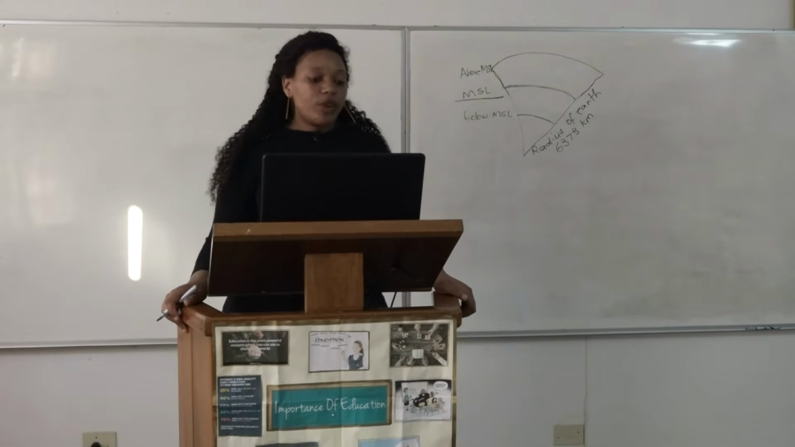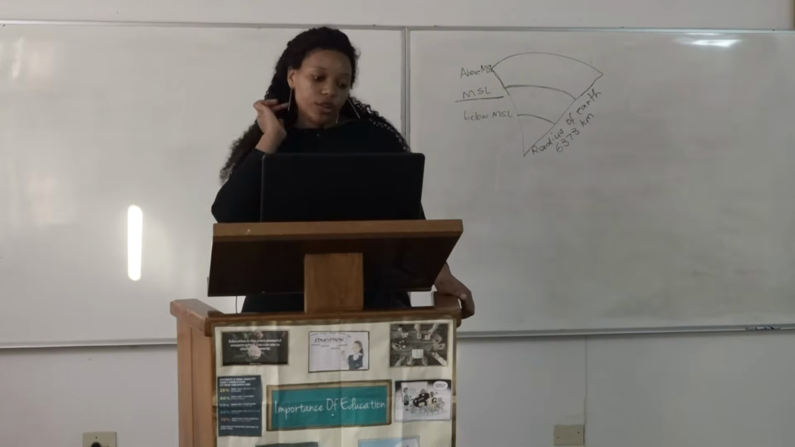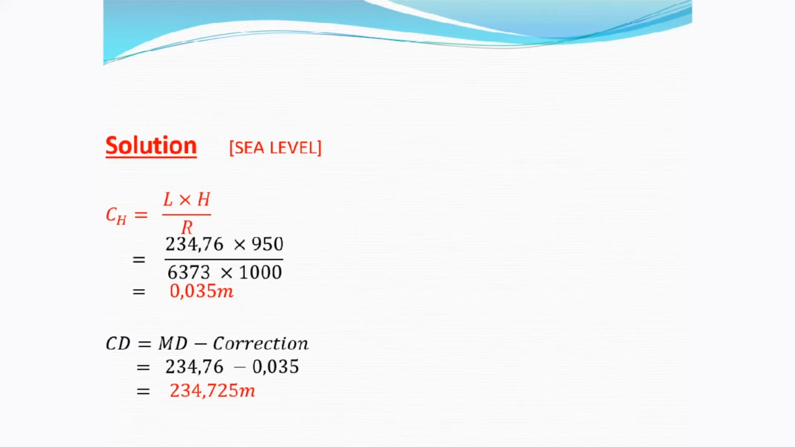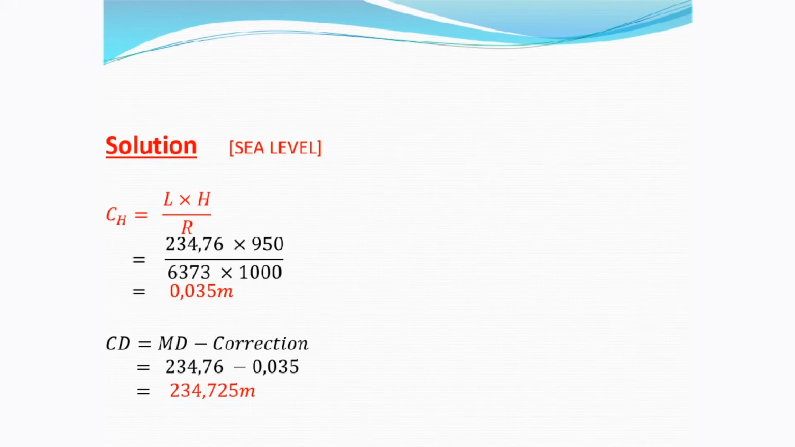Okay, let us look at the formula for the correction of the height above and below the main sea level, which is length times height divided by R. Our length is 234.76 meters, our height is 950 meters, and our radius is 6,373. Remember, it's in kilometers, so we need to convert it into meters. That's why we multiply here by 1,000, and our answer here will be 0.035 meters. Okay? So we are not done.